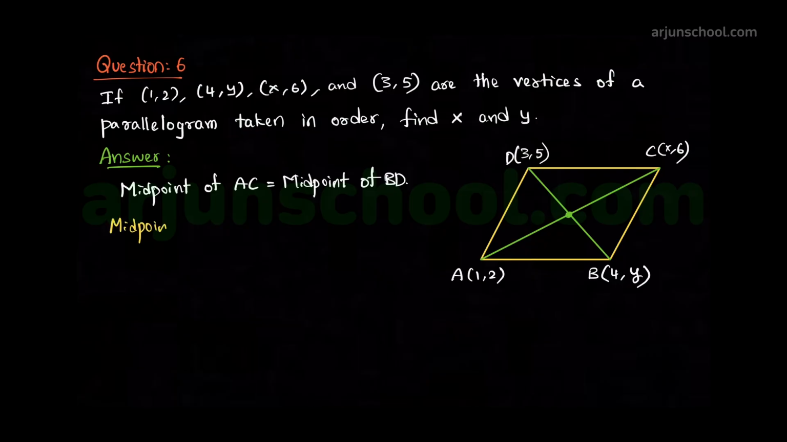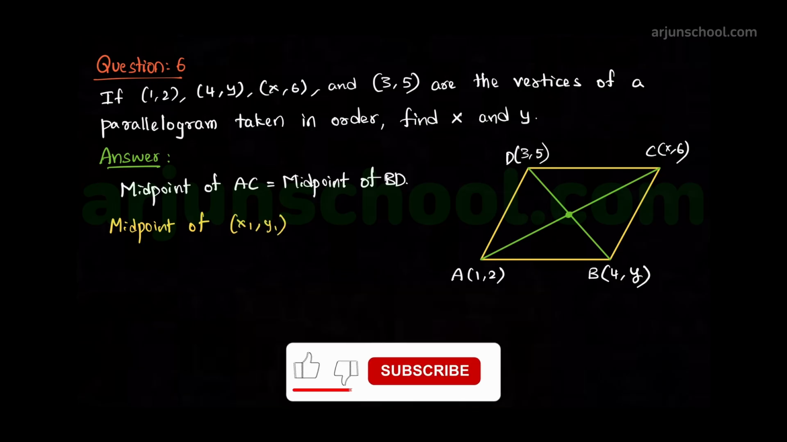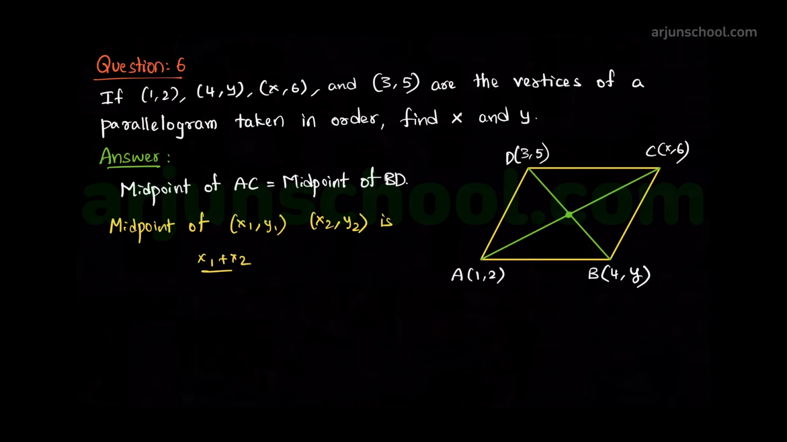Now, what is the midpoint formula? The midpoint of a line segment joining (x1, y1) and (x2, y2) is given by ((x1 + x2)/2, (y1 + y2)/2).